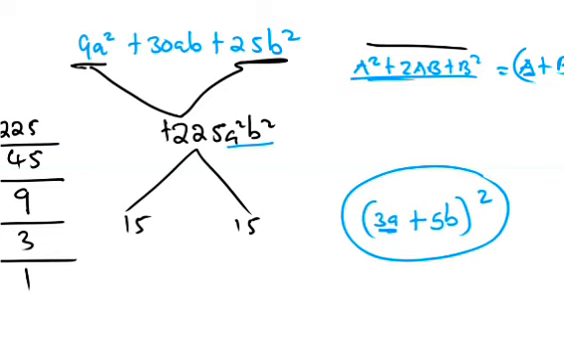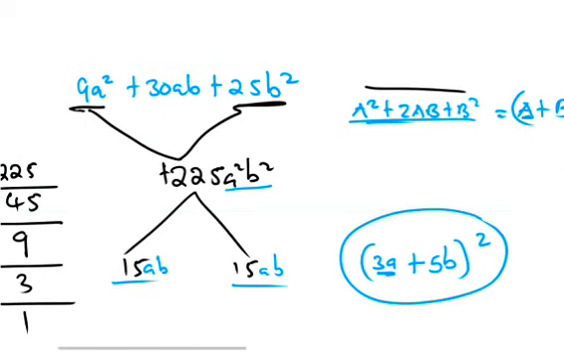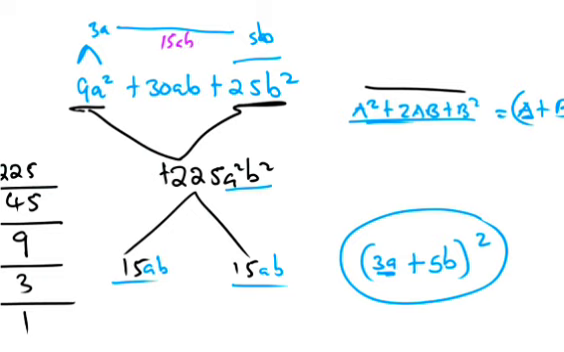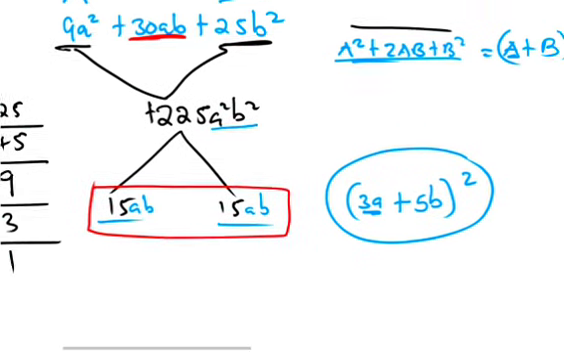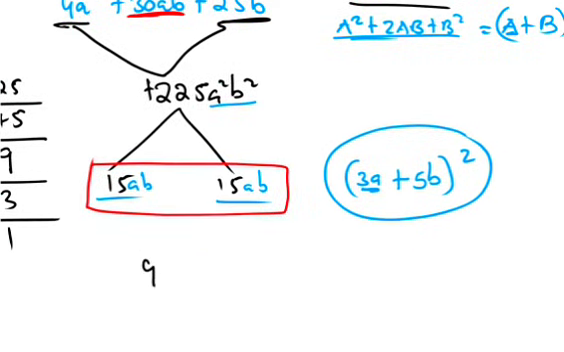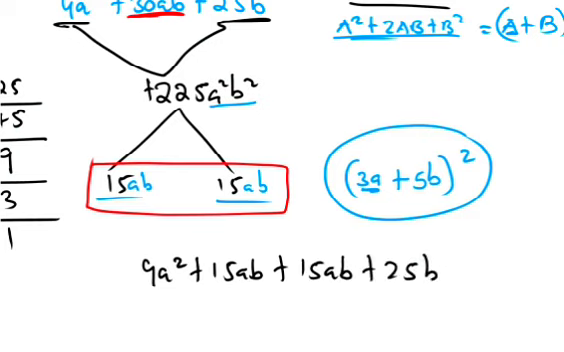Since we have a square and b square, they would have ab, also ab. Taking the product, we get 225a square b square. But the middle term is 30ab. You would have 3a and you would have 5b. Taking the product, you would have 15ab. Now, instead of writing this 30ab, we take my factors, so we're going to have 9a square plus 15ab plus 15ab plus 25b square.